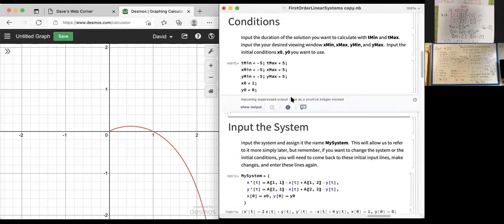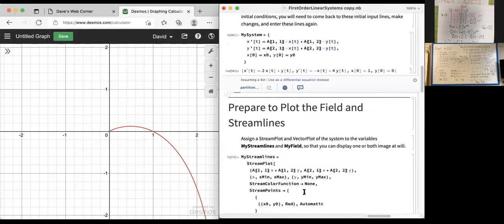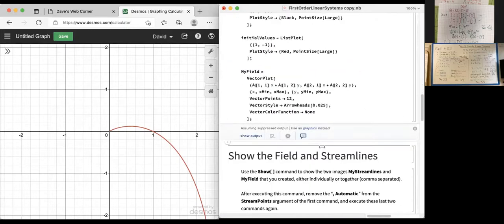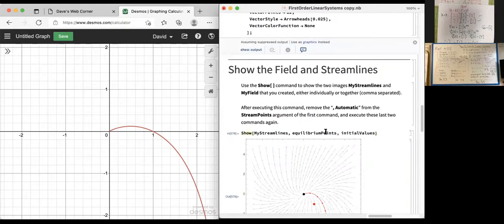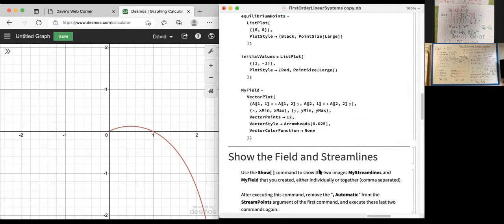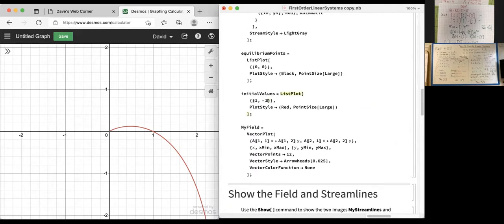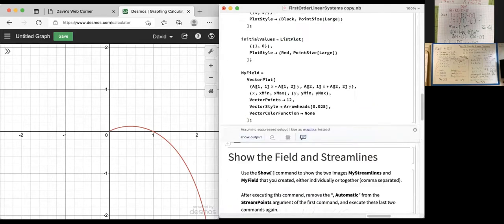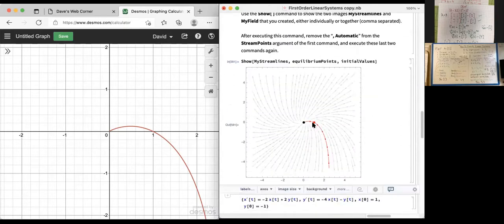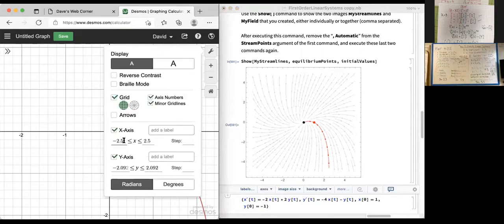1, 0 is the point. I should not have that red dot there. Why do I have the red dot at 1, 0? Oh, because the initial value I didn't change. Good. Now I got it. Okay, there's my initial value at 1, 0. But this is a smaller image than this. So let me go to Desmos and pump this up to -5 to 5.